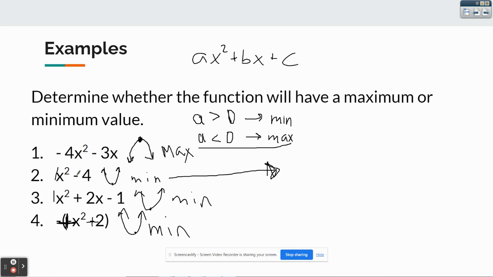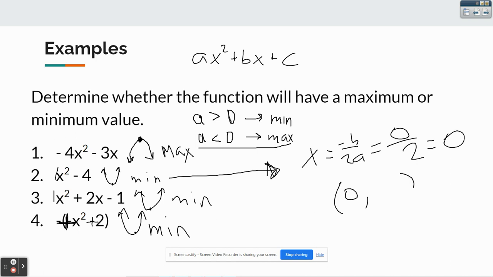So b, in this case, there isn't an x term in the middle, so the b is 0. So if we're plugging into negative b over 2a, our b is 0, and our a is 1. So this is 0 over 2. So this is 0. So our x is 0. So for our vertex, our x value is 0, and we would plug that back into the function to find a y. So if I plug a 0 back in here for x, I get 0 squared minus 4, which is -4. So for number 2, this function has a minimum value, and the minimum value is -4.